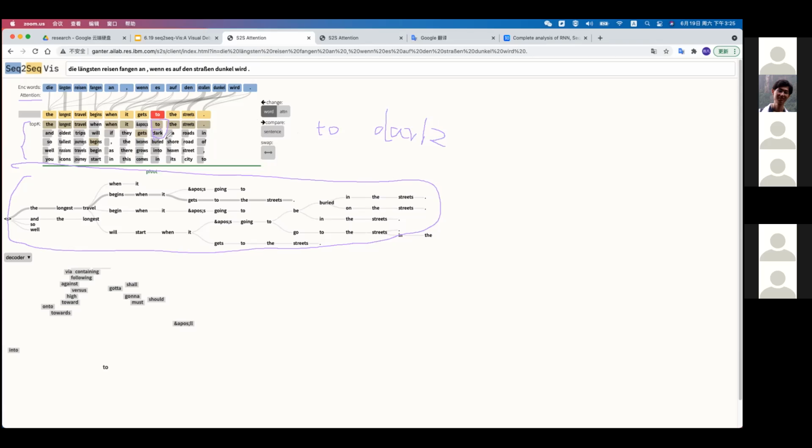Could you understand this? Attention and the top K. Any question?